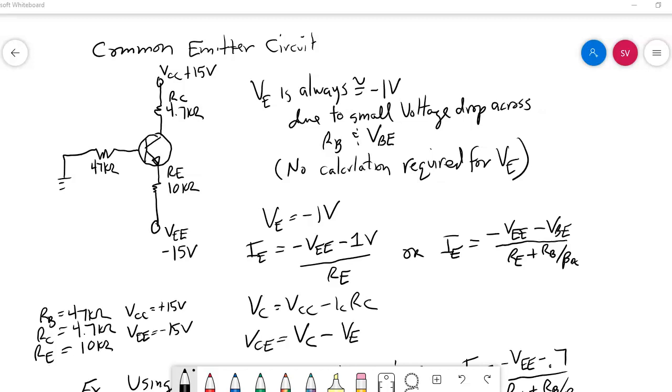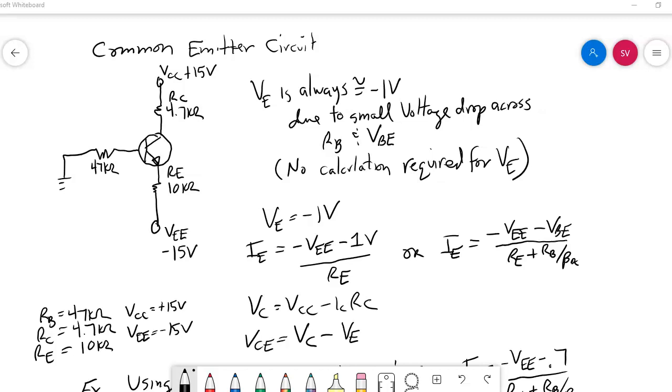Now, there's two ways you could go about solving this circuit. One is you don't even need beta, or you don't even need to use any formula that incorporates beta into it. So right there, that tells you that this is a pretty beta independent circuit. Meaning that as beta fluctuates, your common emitter circuit should be pretty stable. It shouldn't really fluctuate.